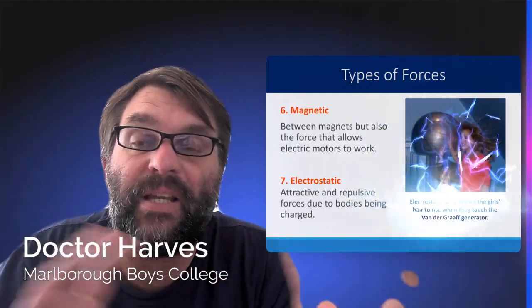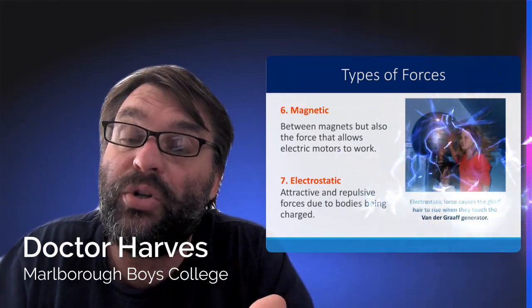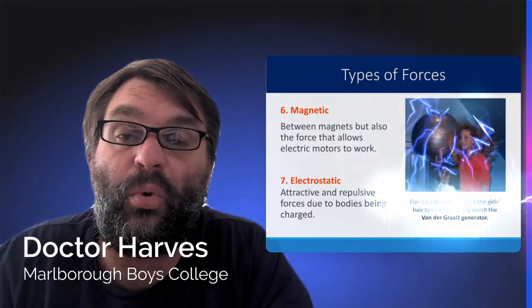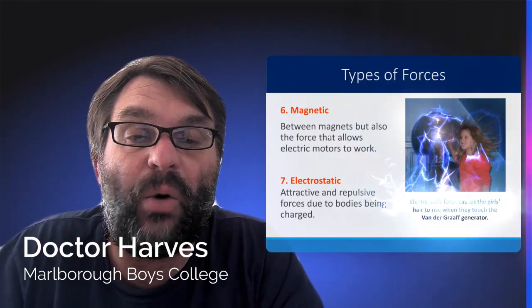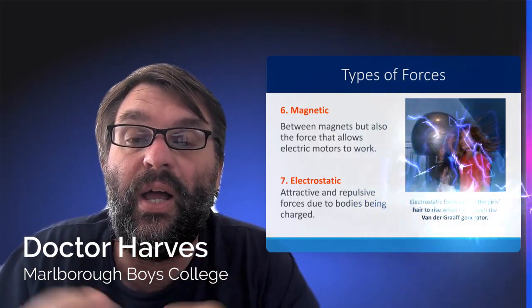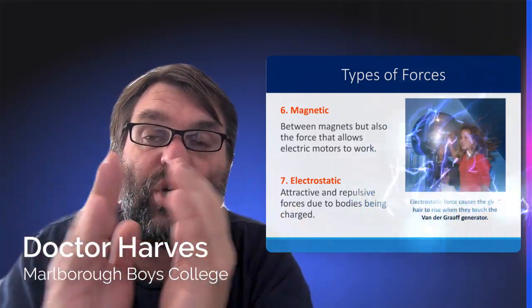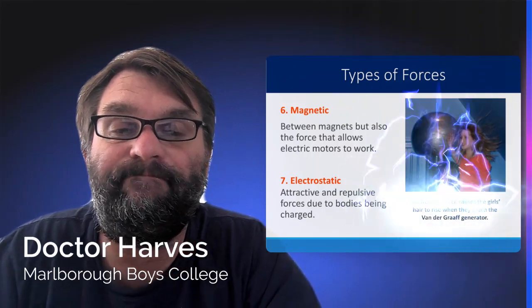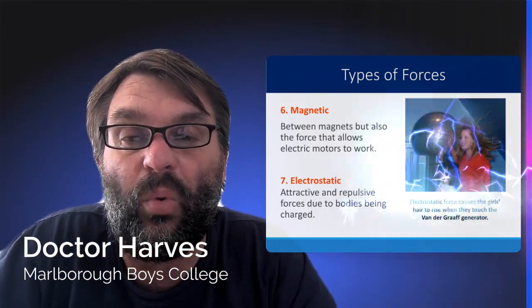And the last two are magnetic forces. That's between magnets, the north and south poles of magnets, and it also allows electrical motors to work, which we'll learn about more in Level 2 physics. And the final one is electrostatic, which is the attractive or repulsive forces due to charges. Like charges repel, and unlike charges attract. So those are the major forces that you have to be familiar with in Level 1 mechanics.